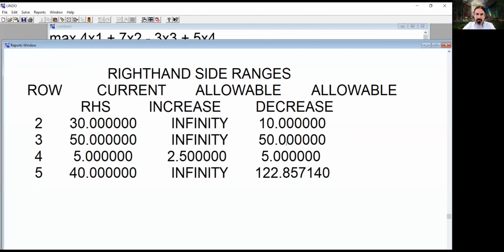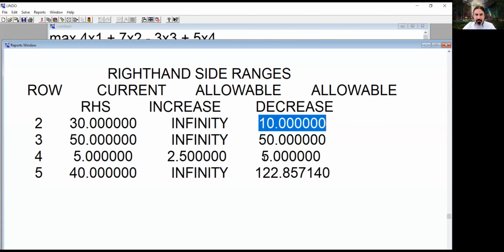Okay, this isn't that, let's say, flashy, because in here, a decrease of 10 would get me to 20, and after 20 the optimality breaks. Okay, it changes. But with 50 I can go down to 0, and I cannot go lower than 0 because right-hand side is always non-negative. So this is normal, but this isn't. It just limits me to 20. After 20 my optimality will change.